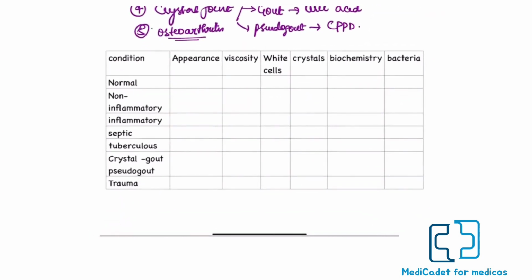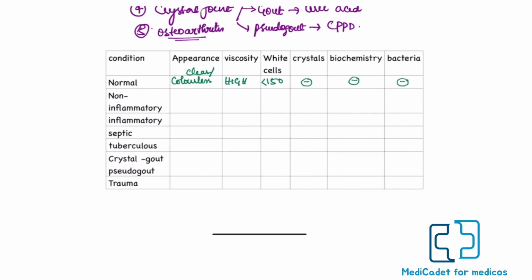So first, let me write all the normal values, and then we'll see what is abnormal in each disorder. So normal, I told you, it is colorless and clear, and it is highly viscous. And WBC, I told you, is almost less than 150, and there are no crystals, no abnormal biochemistry, and there is no bacteria, right?